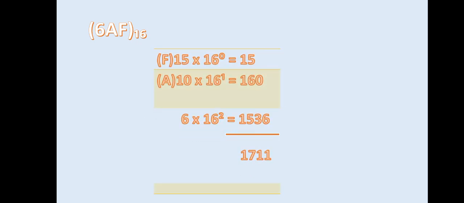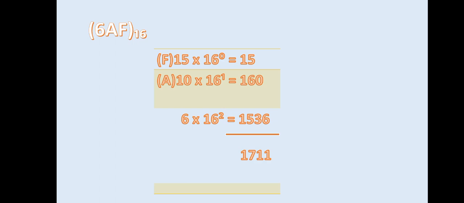Now next, we have 6AF base 16, which means it is a hexadecimal number. We've revised it right now. In order to convert, F is written as 15, A is written as 10, and 6 is as it is. And you can see that we have reversed the number.